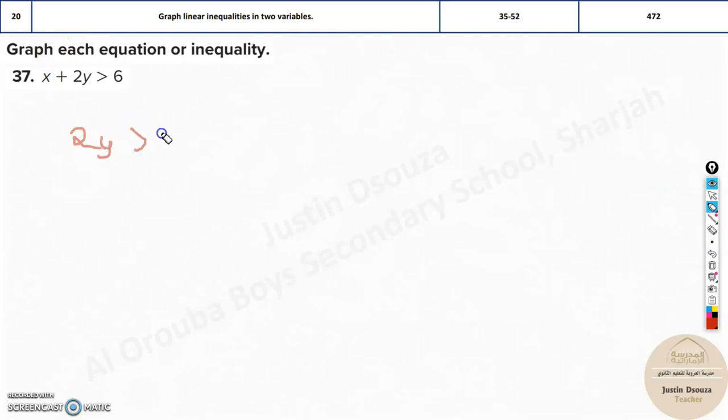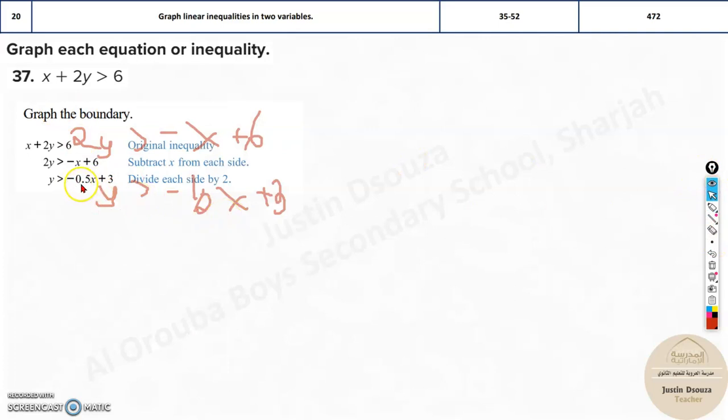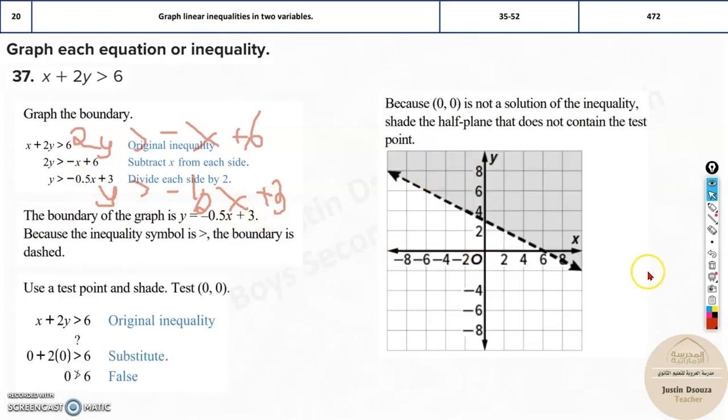2y greater than minus x plus 6, and divide both the sides by 2, you will get y greater than minus half x plus 3. So this would be the equation. See, half is 0.5, minus half is minus 0.5, and then plus 3. Now in this graph you can see plus 3 over here. Yes, it's negative, it's downward, slope is half.